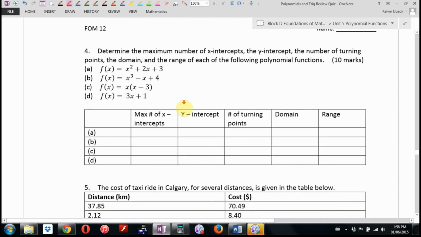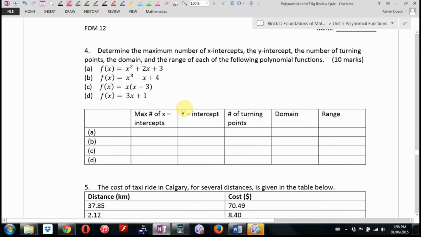Number 4, 5, and following, these I stole directly from very similar questions to the test. So, determine the maximum number of x-intercepts. For a quadratic, maximum is 2. For a cubic, maximum is 3. For this one, it's an x squared, 2, 1. What's the y-intercept? It's the constant term. It's the constant term 3. It's the constant term 4. It's the constant term. If I FOIL this out, this is x squared minus 3x. There is no constant term.